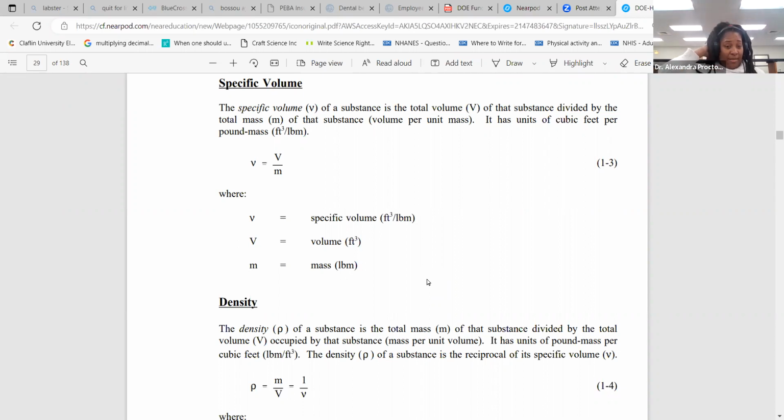Density of a substance is the total mass of the substance divided by the total volume occupied by that substance. So density is actually mass per unit volume. And it has units of pound mass per cubic feet.